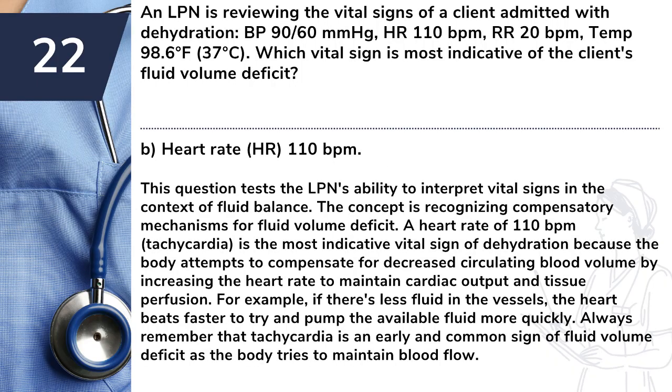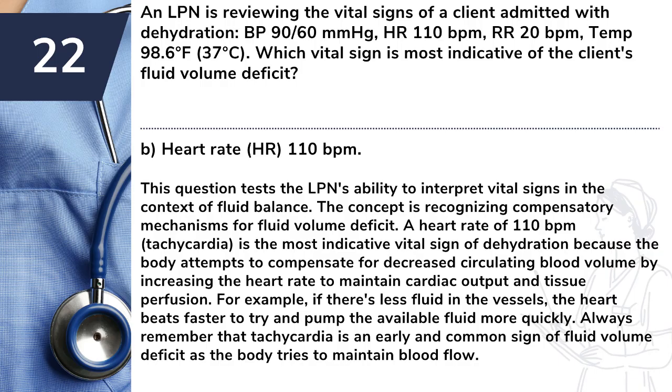Answer, B. Heart rate, HR 110 bpm. This question tests the LPN's ability to interpret vital signs in the context of fluid balance. The concept is recognizing compensatory mechanisms for fluid volume deficit. A heart rate of 110 bpm, tachycardia, is the most indicative vital sign of dehydration because the body attempts to compensate for decreased circulating blood volume by increasing the heart rate to maintain cardiac output and tissue perfusion.